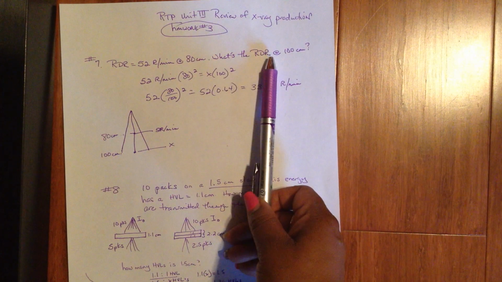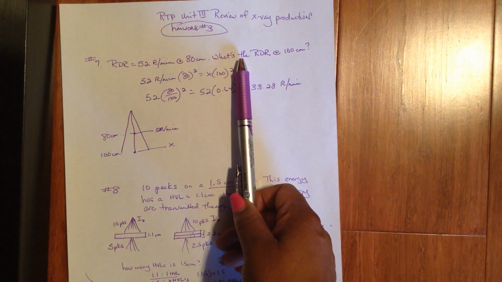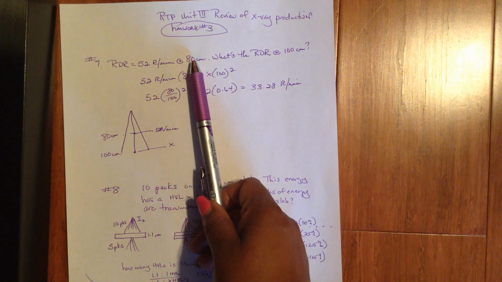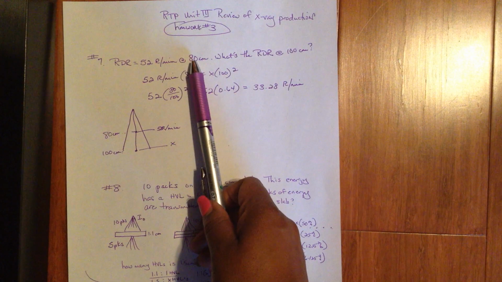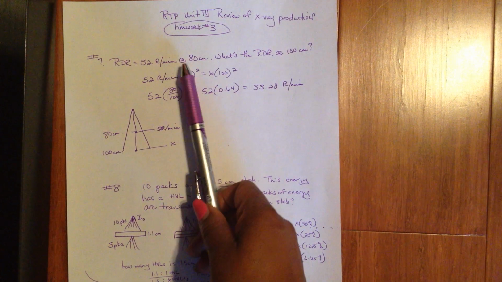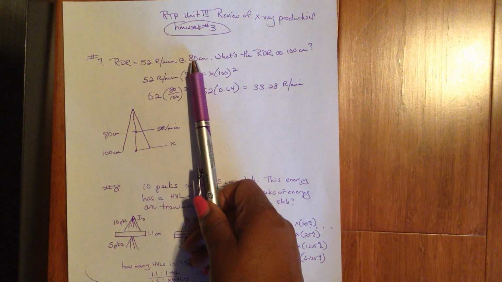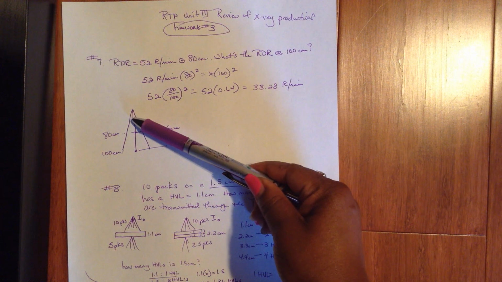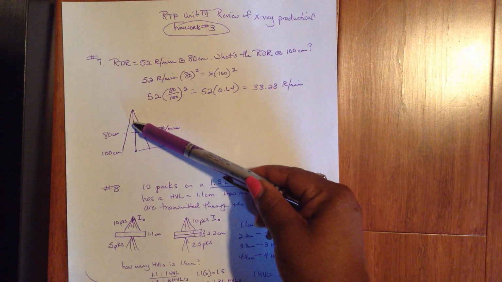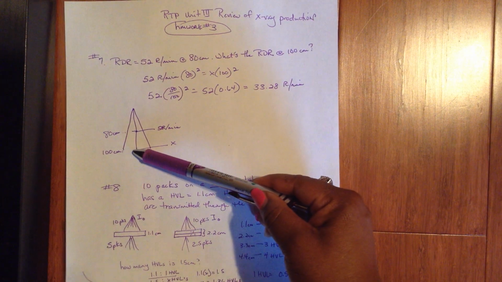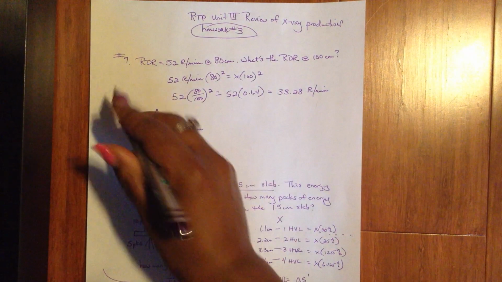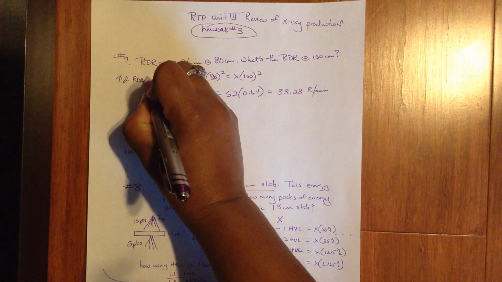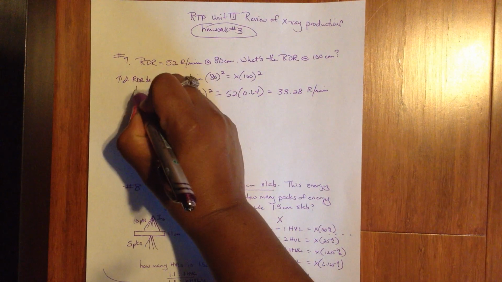Now what we have to recall in order to solve this problem is the relationship between dose rate and distance. Dose rate is like an intensity. And the dose rate, or this intensity, and distance have an inverse relationship. That is, the closer you are to the source, the more intense, or the higher the dose rate. The further away you get from the source, the lower the dose rate. As distance increases, dose rate decreases.